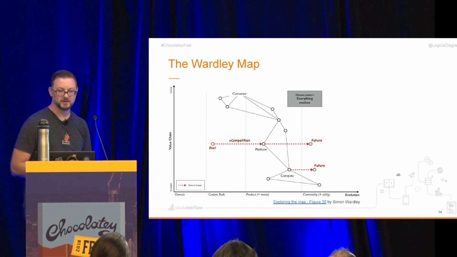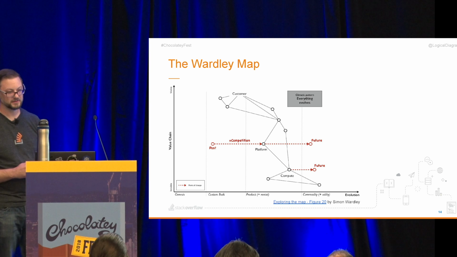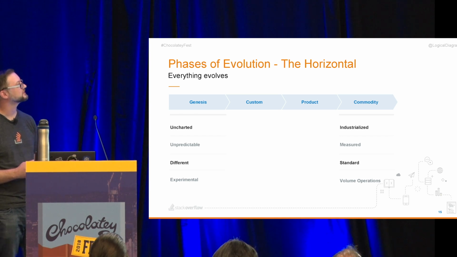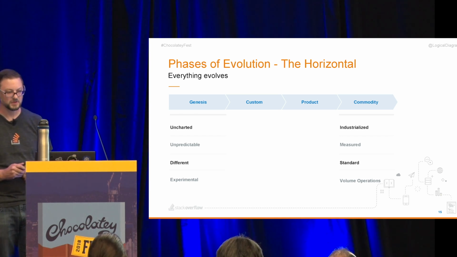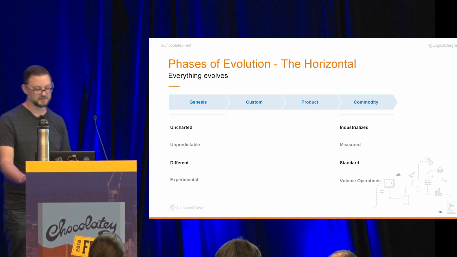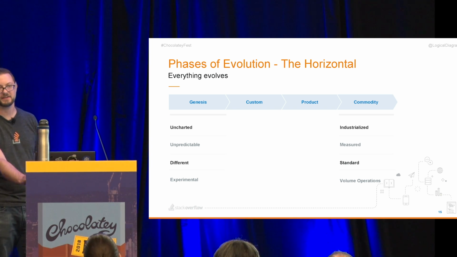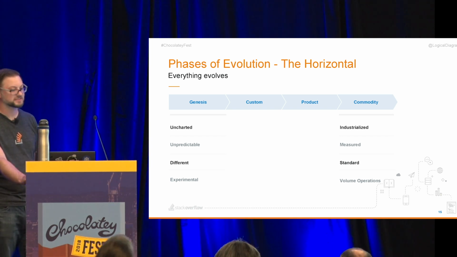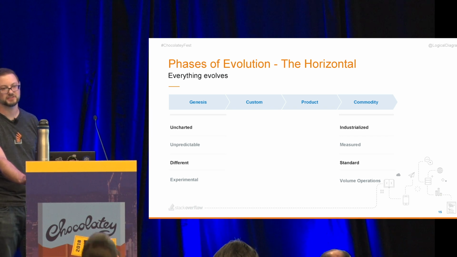All right, so let me break down the horizontal, the phases of evolution. They're not a measurement of good or bad. It's literally just a categorization of maturity.